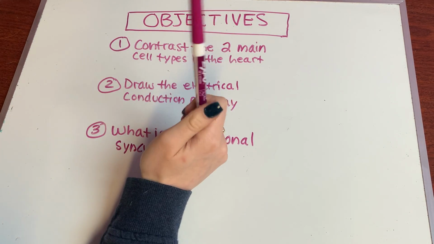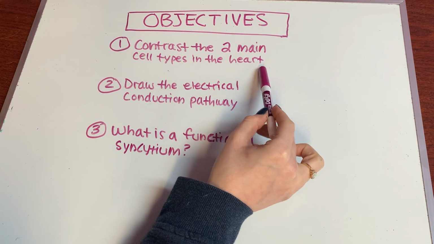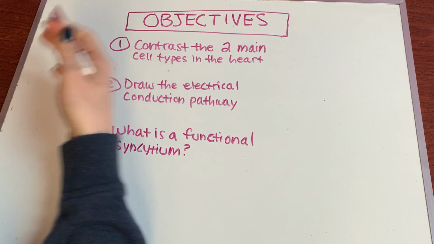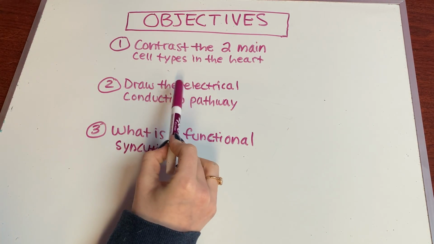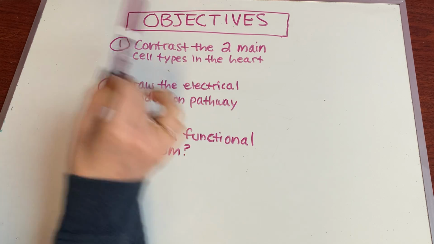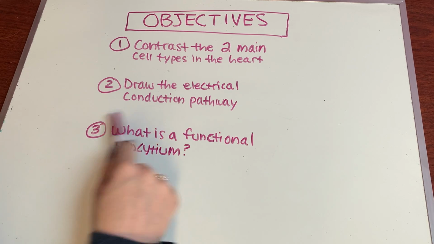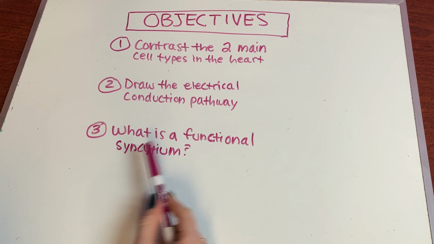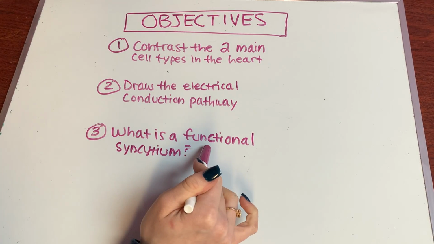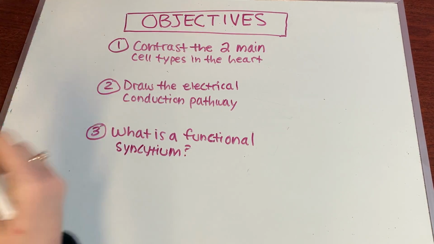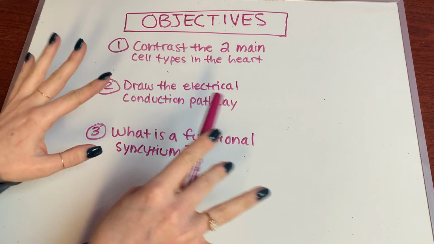But the three things I'm going to talk about: we're going to contrast the two main cell types in the heart, which are the pacemaker cells versus the cardiac myocyte cells. And then I'm going to draw the electrical conduction pathway and work our way through it. And then I'll wrap up by talking about what a functional syncytium is. There are three ways to say the same thing: functional syncytium, functional unit, and myocardium. But we'll get into that.